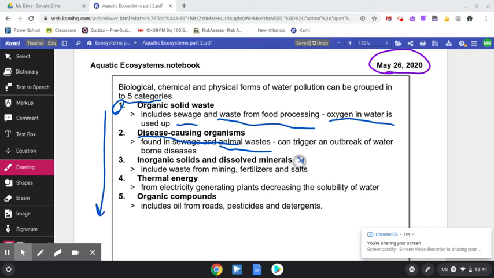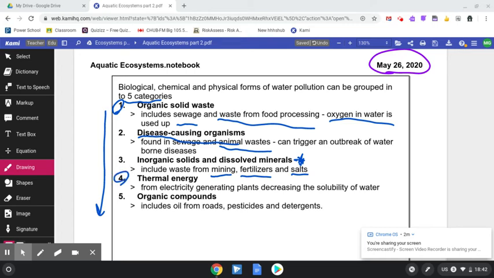These are the human-caused ones right here. Mining, excess fertilizers, salts we use on our roads will run off into bodies of water, inorganic solids. Then we have the thermal energy.